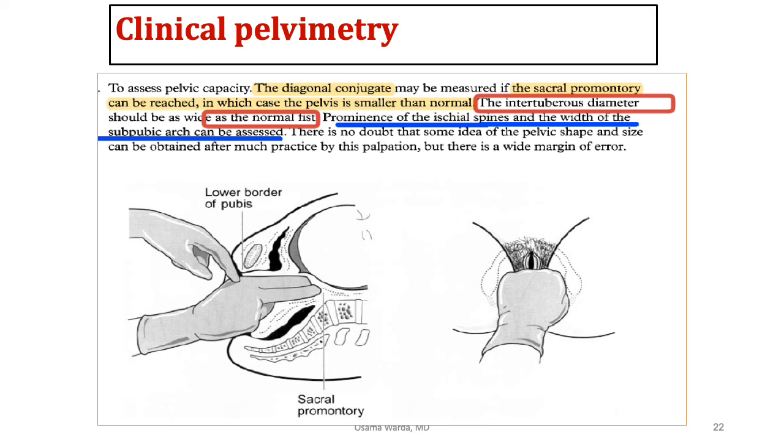subpubic part. The other picture shows evaluation of the pelvic outlet by putting your fist on the perineum in between the two ischial tuberosities.